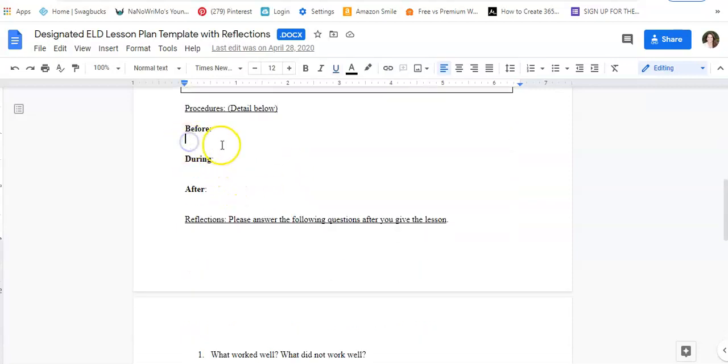Now here's where you're going to describe the lesson in detail: the before, during, and after. How are you going to introduce the lesson? What are you going to do during the lesson, like how are students going to engage in the lesson? And the after: how are you going to assess them?